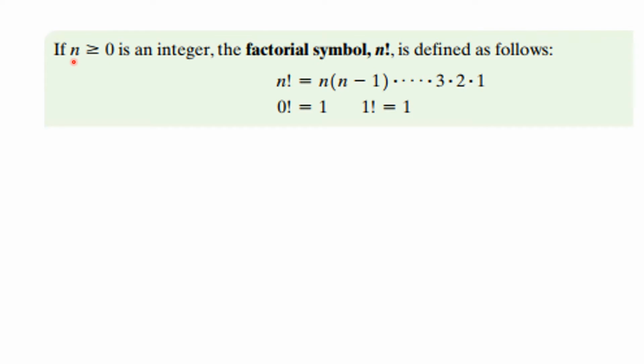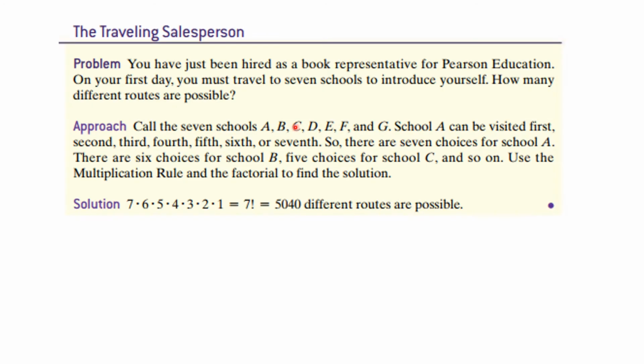We often use the factorial symbol, which looks like an exclamation point. In factorial, you take n times n minus 1 times n minus 2 all the way down to 1. You multiply all those numbers together. 0 factorial is taken to be 1, and of course 1 factorial equals 1. It is convenient to use these conventions in writing some of the formulas.